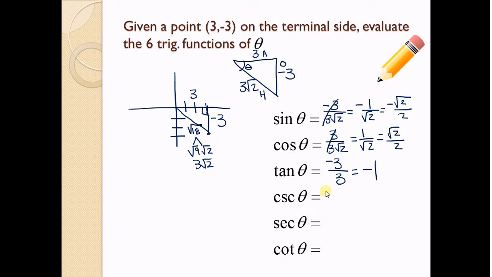Cosecant is sine flipped, so that's negative square root of 2. Remember, whenever you're doing cosecant, always start with the non-rationalized one. If there's a radical on the bottom, just start there. Don't use the one where you rationalize the denominator. Otherwise, you're going to have to flip it again, and it's going to be a lot more math. Work smarter, not harder. Secant is going to be the square root of 2, because that's this flipped, right? Cotangent is 3 over negative 3, aka negative 1 yet.